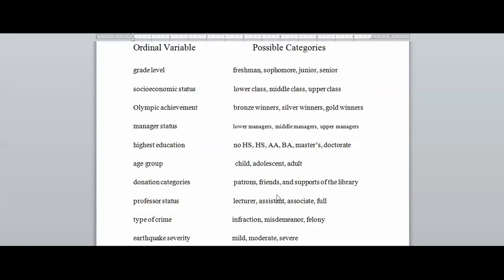Also, sometimes or often an ordinal variable is based on a quantitative variable. And I'll give you an example of what I mean.